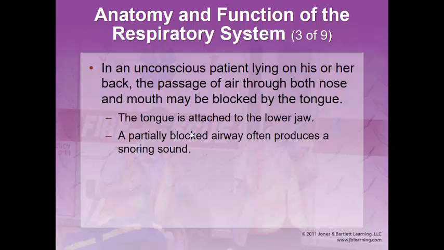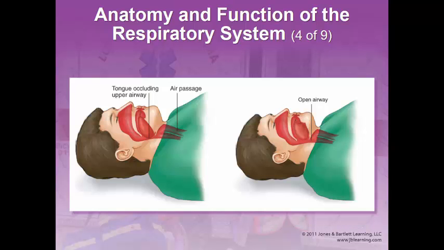In your patient, you cannot just say, oh, he's snoring. No, we're going to fix that by positioning the airway or inserting an adjunct. And here's a picture of the tongue occluding. This is almost a complete obstruction on the left side, very little air passing through, and then this is an open airway.